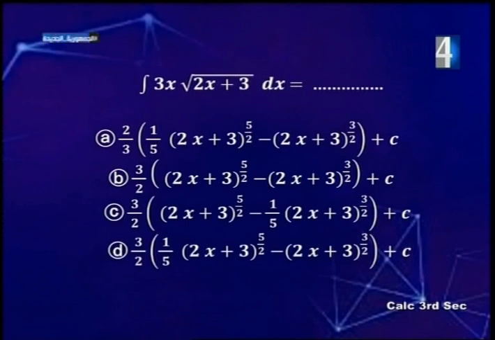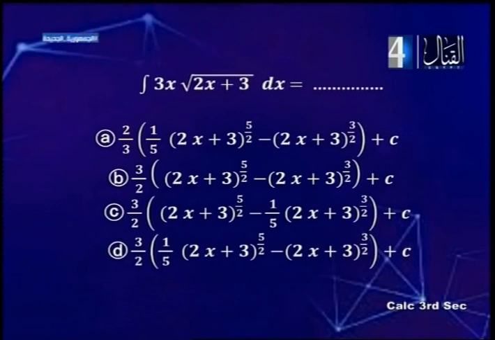Letter C: 3 over 2 times (2x plus 3) to the power 5 over 2, minus 1 over 5 times (2x plus 3) to the power 3 over 2, plus constant c. Or letter D: 3 over 2 times 1 over 5 times (2x plus 3) to the power 5 over 2, minus (2x plus 3) to the power 3 over 2, plus constant c.